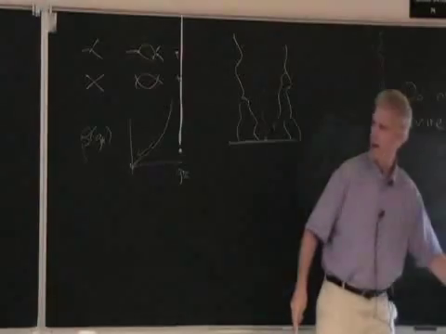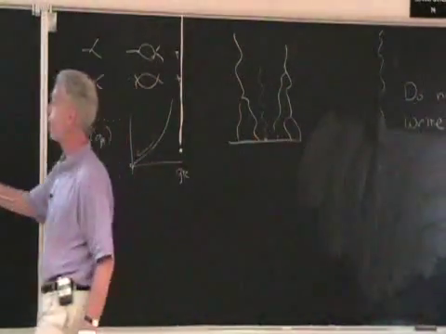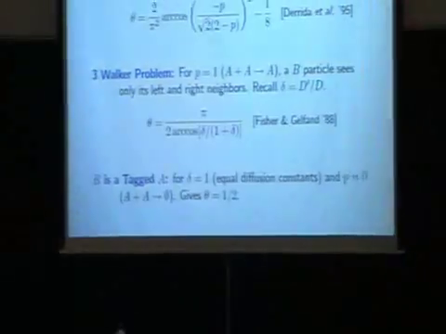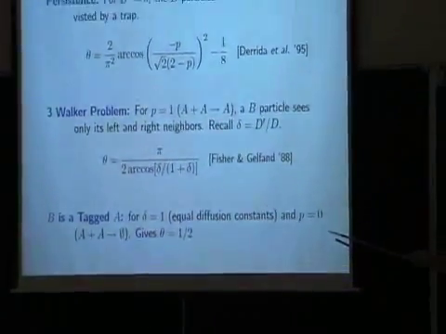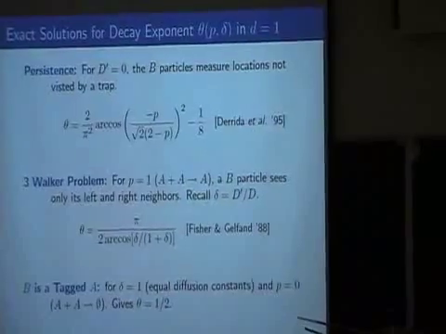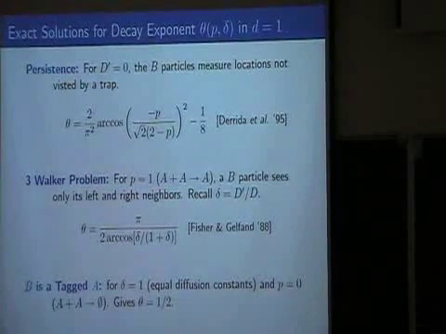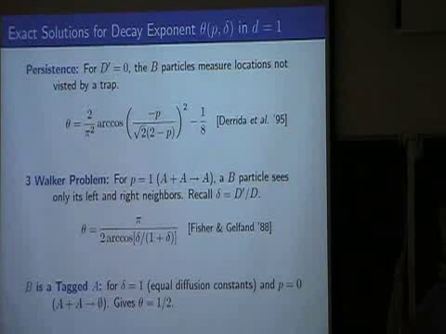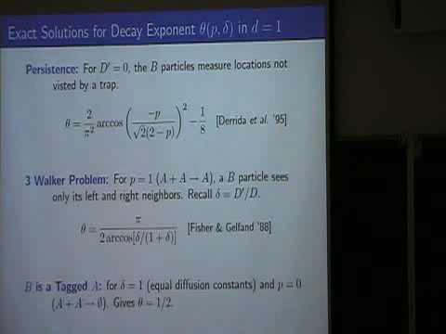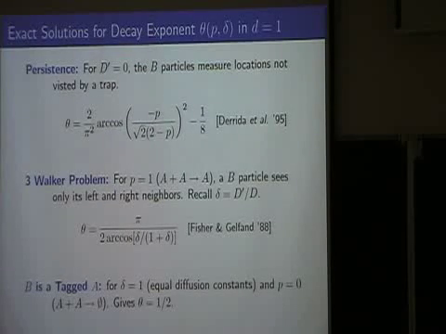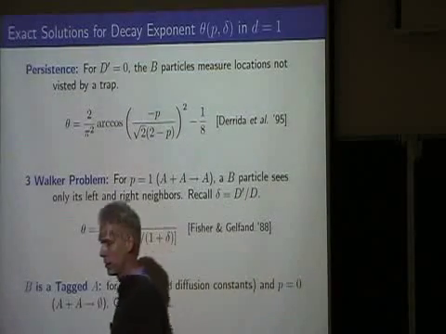And so that was solved by Fisher and Delphine for all ratios of diffusion constants. And then there's a special case where the thing's so symmetric that the B is just like an A. Equal diffusion constants, and the A's are annihilating. So basically what happens to an A when it meets an A? It gets killed. What happens to the B when it meets an A? It gets killed. So they're dead. And then we get the C to 0.